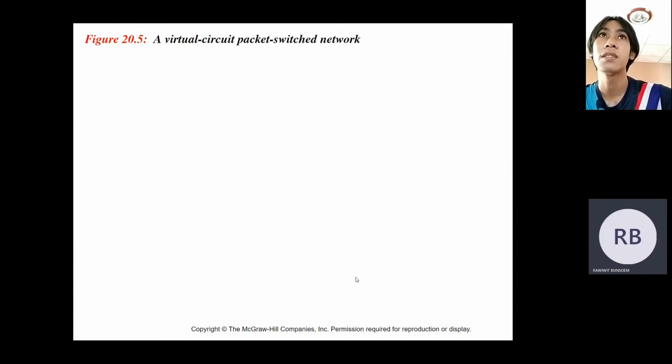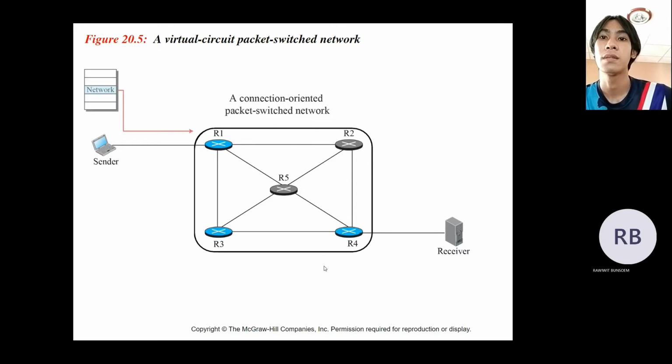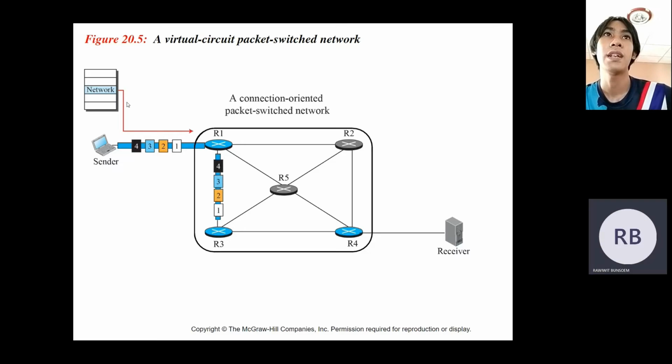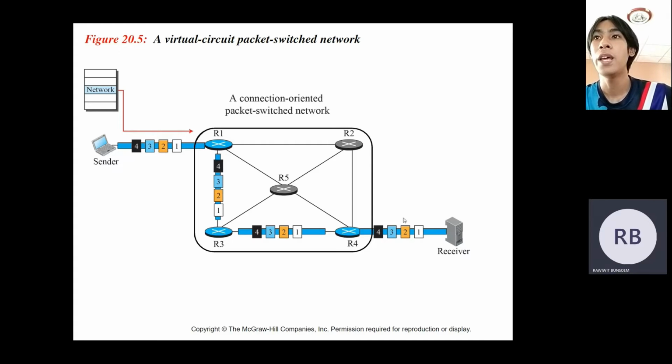The next is virtual circuit packet switched network. At the network, the sender sends data 1, 2, 3, 4 along one way. R1 sends 1, 2, 3, 4 to R3, and R3 sends to R4, and 1, 2, 3, 4 arrive at the receiver.